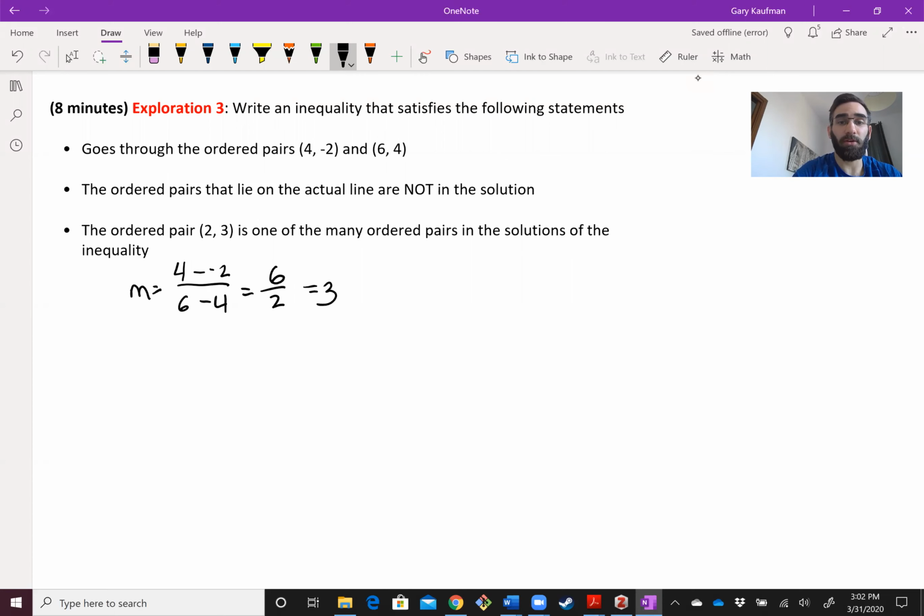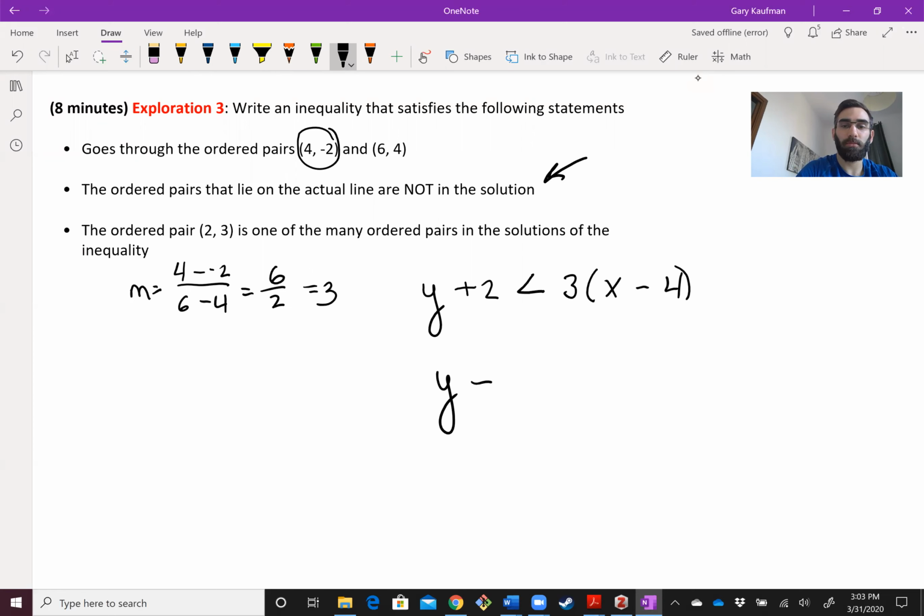Now, I have a point and a slope. I'm using point-slope form. Why? Again, it doesn't matter which point you use. I'm going to use the first one. So y plus 2, because it's minus a negative, equals 3(x minus 4). Now, we know it's not actually an equal sign. We also know, from the statement that tells us the ordered pairs that lie on the actual line are not the solution, my options are either less than or greater than.